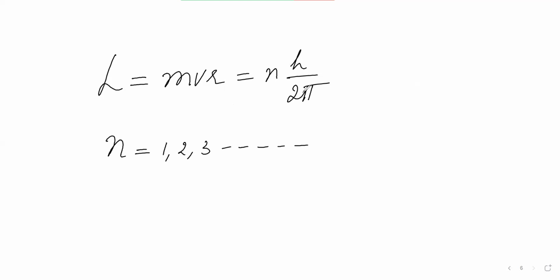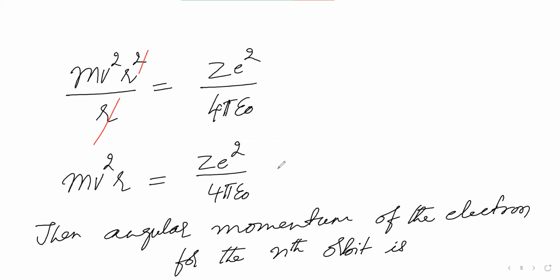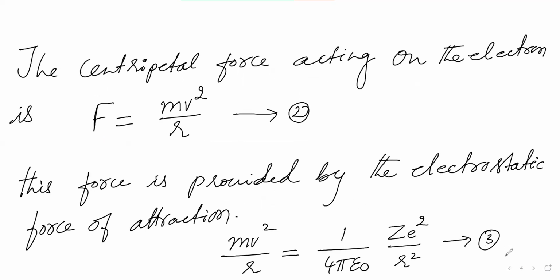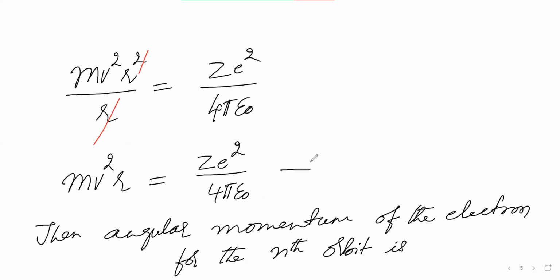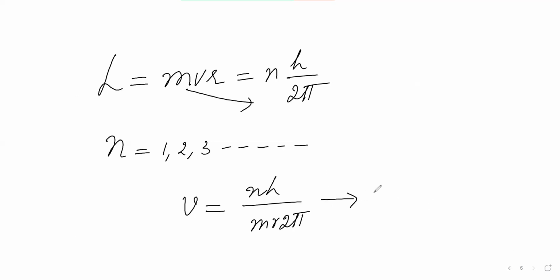Okay. So now in this equation, V equals NH divided by MR into 2 pi. I'll just take this here, cross multiply. Okay, so we will get here V. Let us call this as the third equation, and we'll call it as the fourth equation. Next one is the fifth equation.